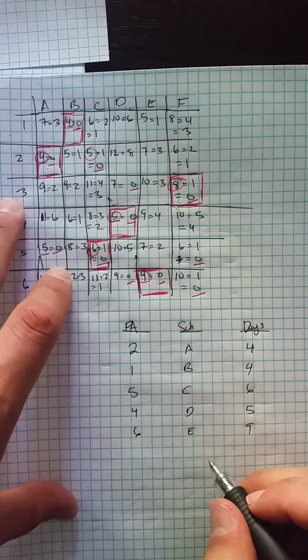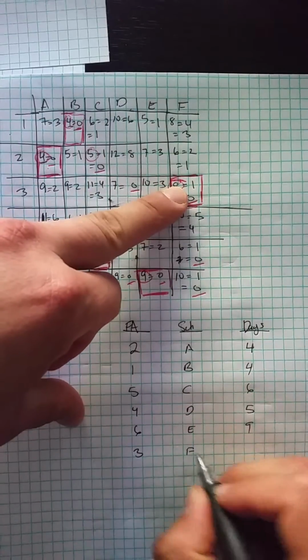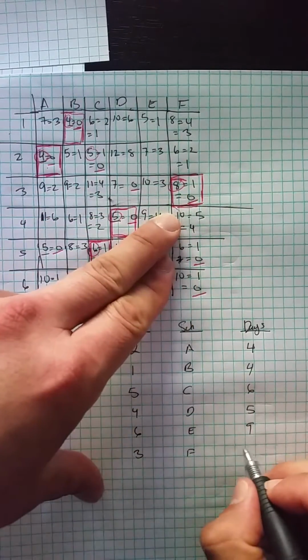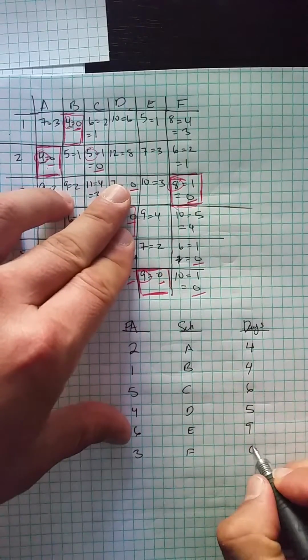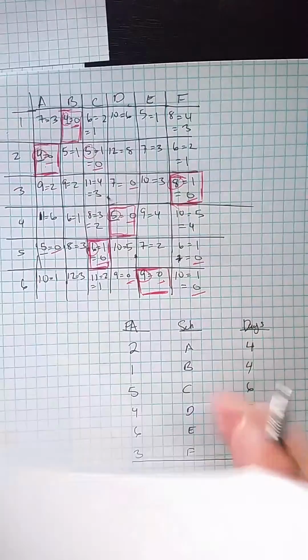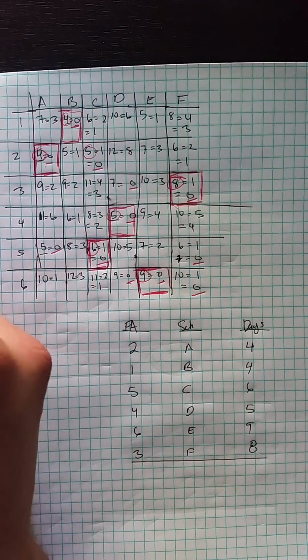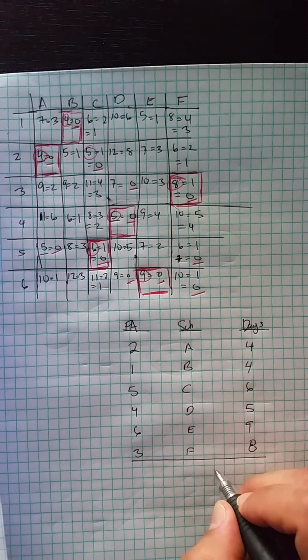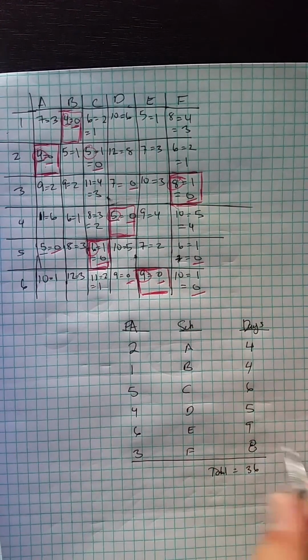And lastly, it's going to be flight attendant 3 with schedule F. And it's going to be 0. Oh, no, excuse me. My bad, right there. That's the number, 8. So, get my stuff together. You add the total, and it's going to be 36.